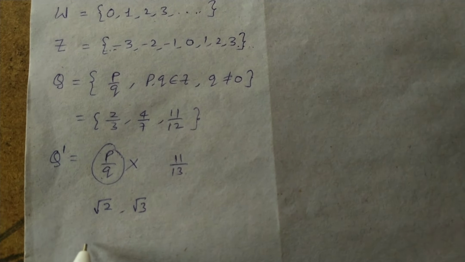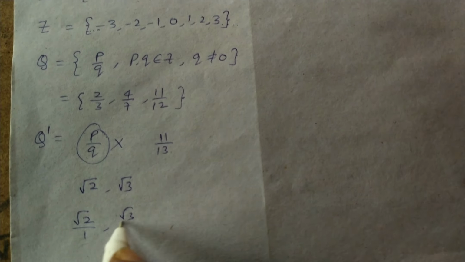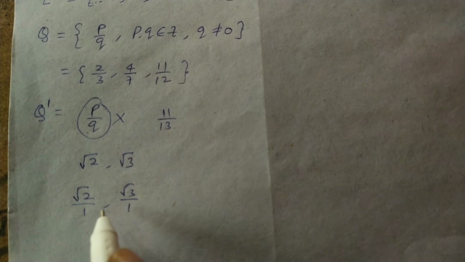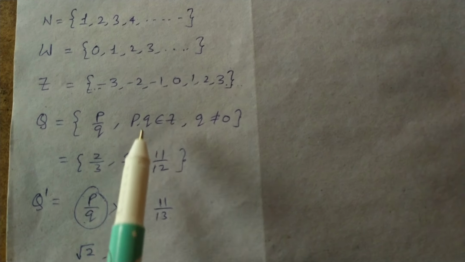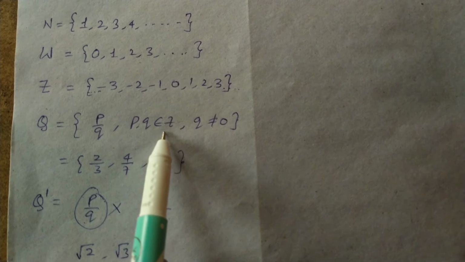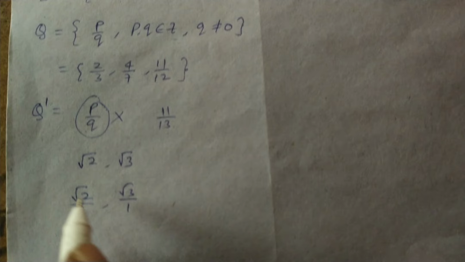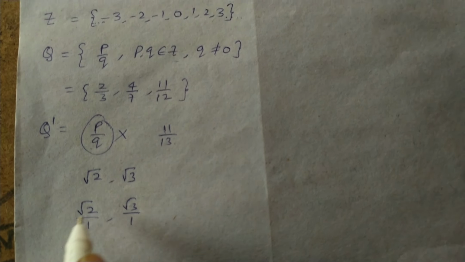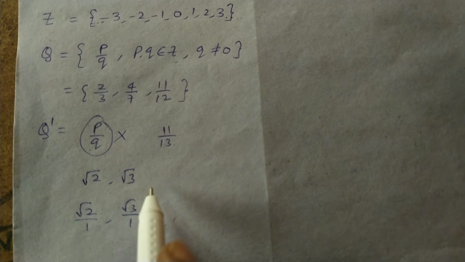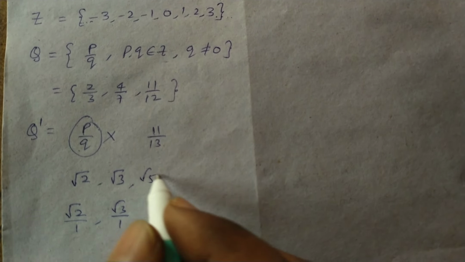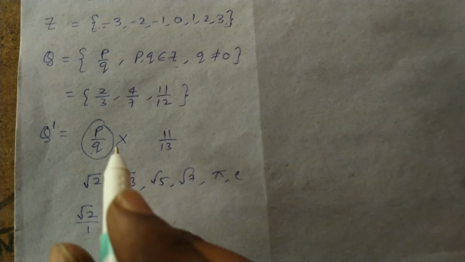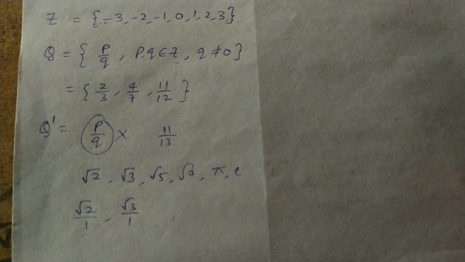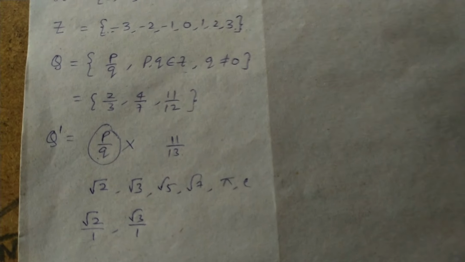You may get a doubt: sir, if you write root 2 by 1, root 2 by 3, root 3 by 1, then it is also a rational number, no? It is in p by q form, yes, but p here is root 2, not an integer. The rational number condition is that p, q should belong to integers. Does root 2 belong to integers? No. That's why root 2, root 3, root 5, root 7, all the prime numbers under root, and pi, e, are irrational numbers, which can't be written in the form of p by q.